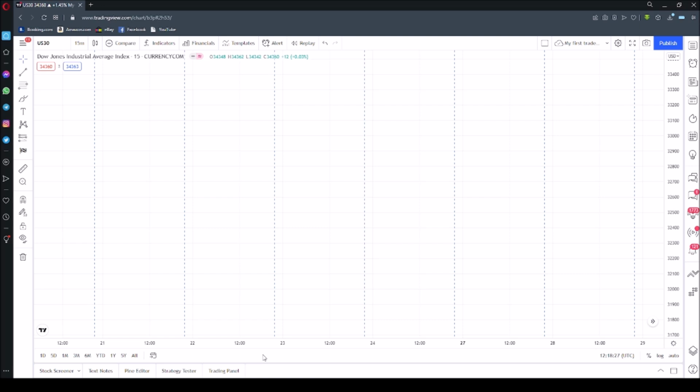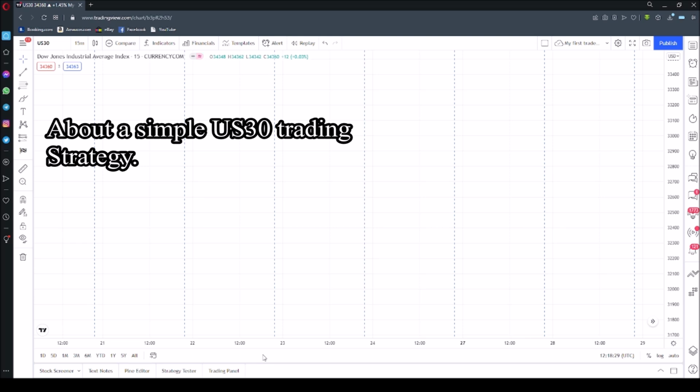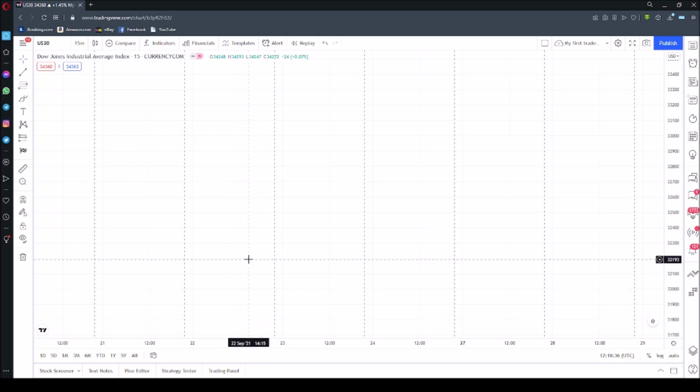Today we are going to be talking about a simple US30 trading strategy. This is going to be categorized under scalping, since you'll be taking a few pips. It's actually an in and out trading technique.